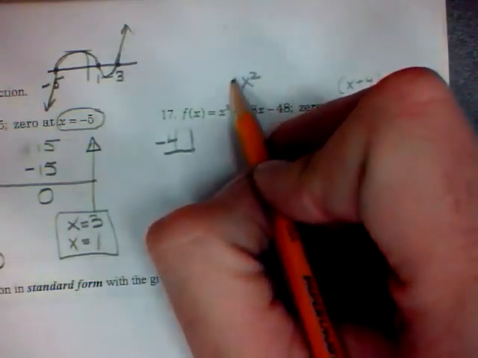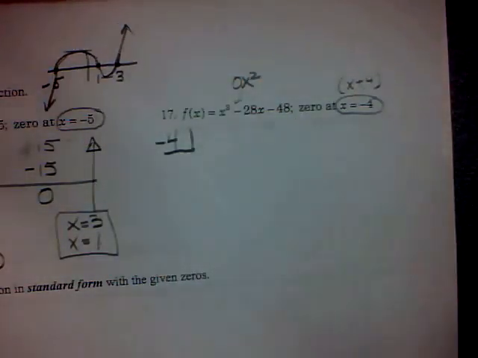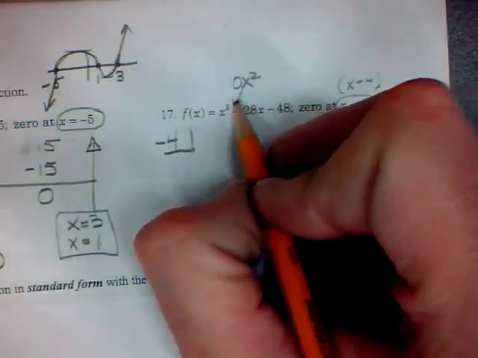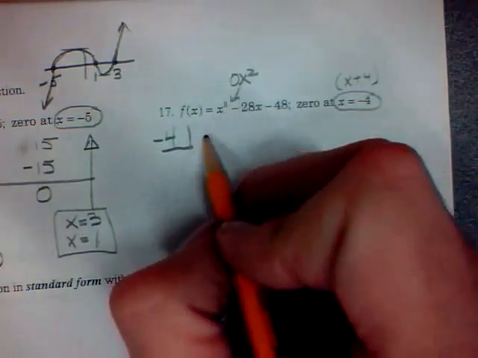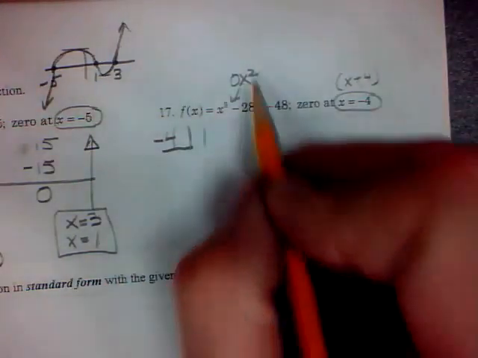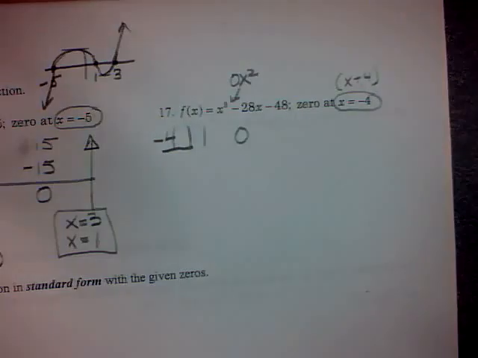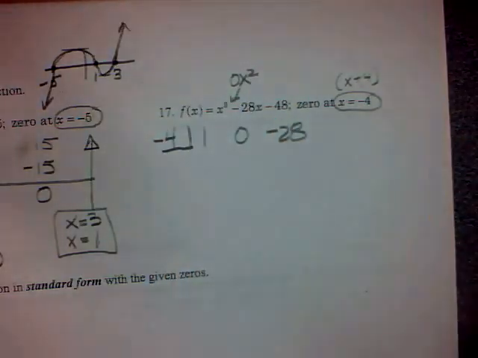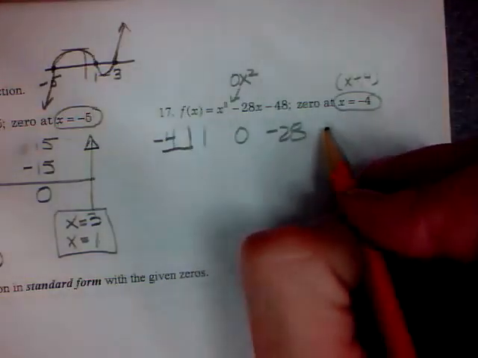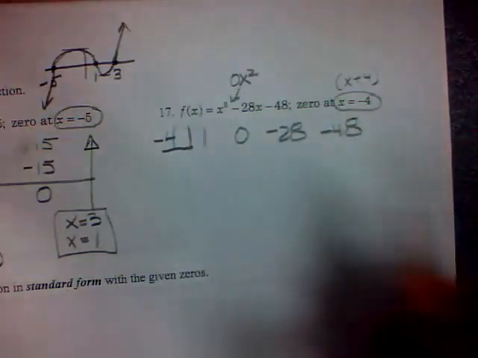So how many x squareds do we have? We have 0x squared. So you're going to have to make sure that you accommodate for that when you list out your coefficients. So for the x cubed, we have a 1x cubed. For the x squared, we have 0x squared. Then we have -28 for your linear term, and then a -48 for your constant.